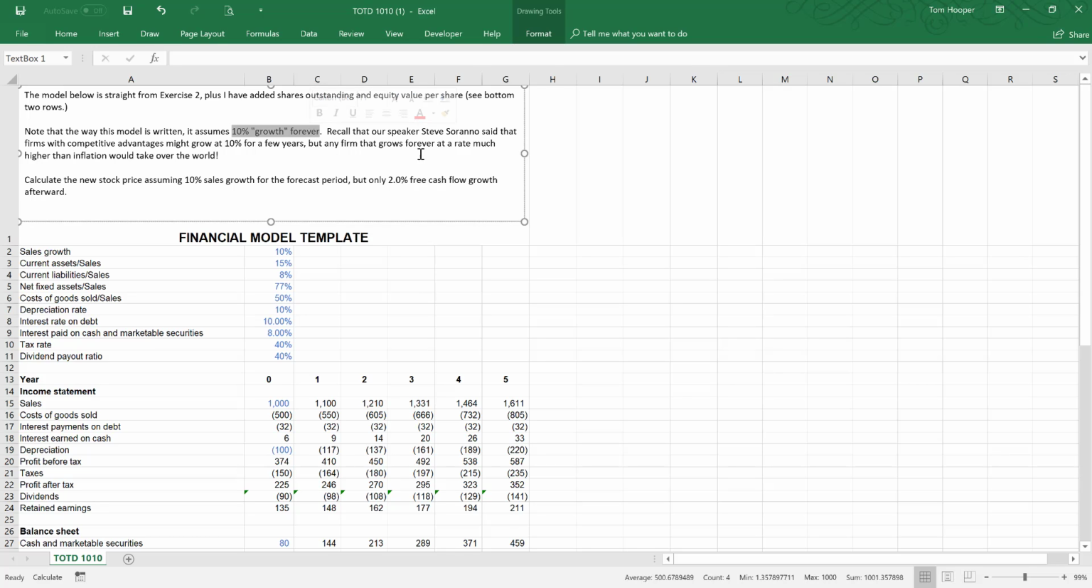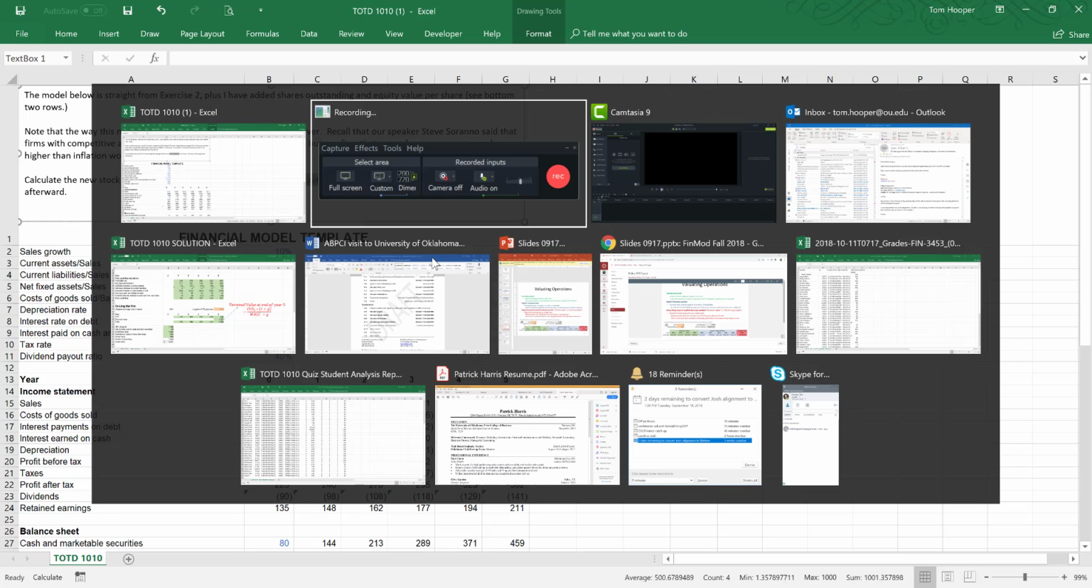And you'll recall that our speaker, Steve Serrano from Tulsa, said that any firm that grows at 10% forever will take over the world. And so what we want to do in this exercise is come up with a more realistic growth rate. In fact, I'm asking you to use, the second section used 2%. I believe the first section used 2.5% for growth after the forecast period. Now, what do I mean by the forecast period?